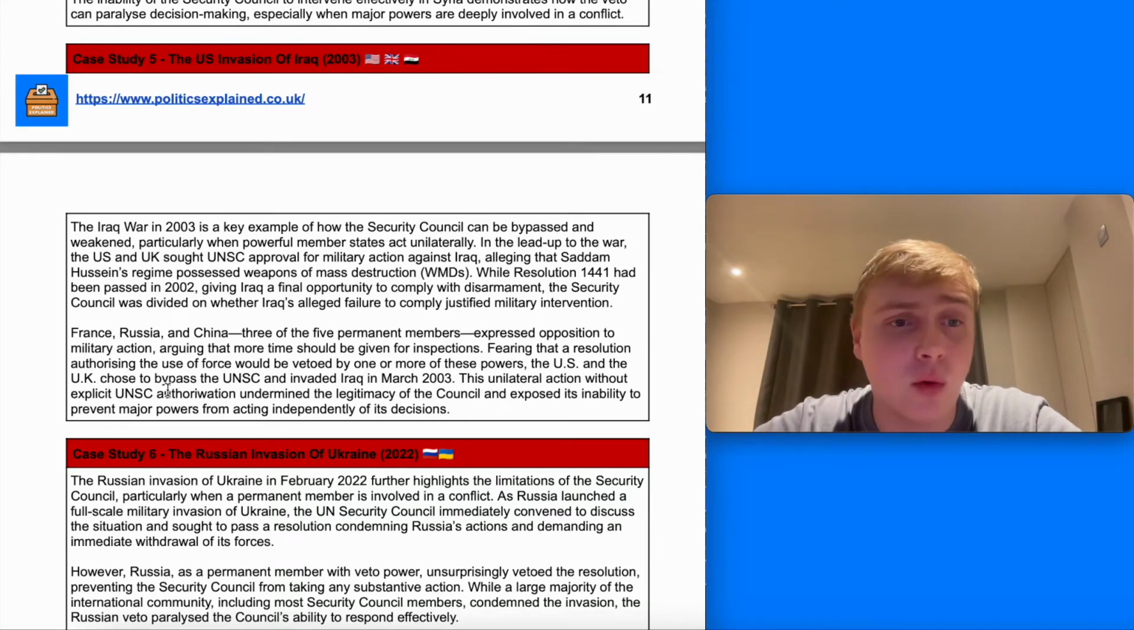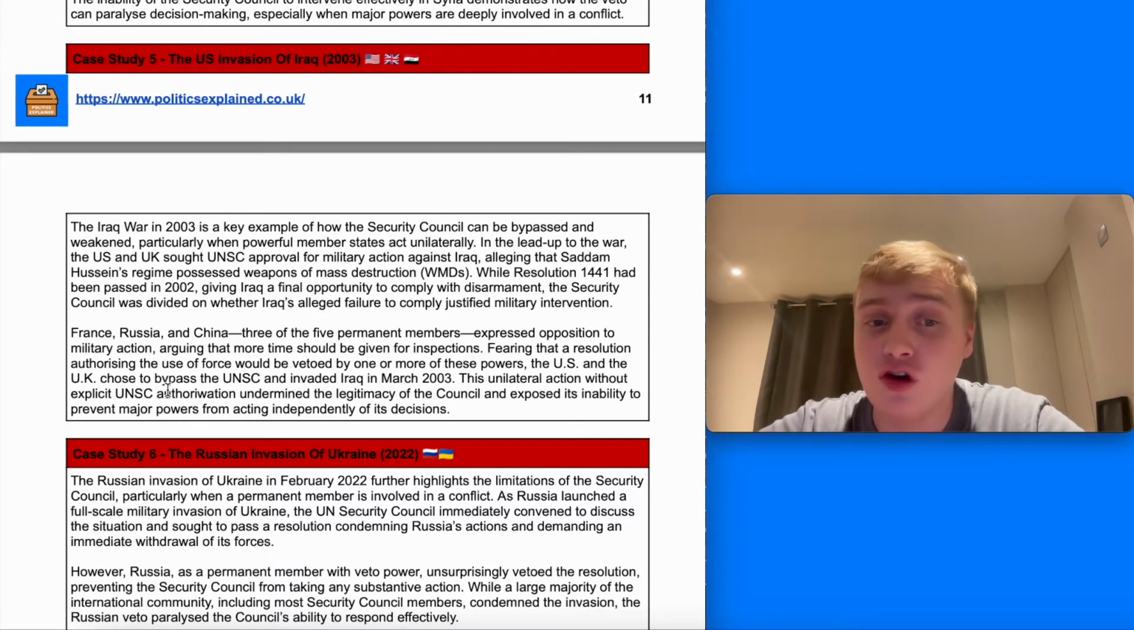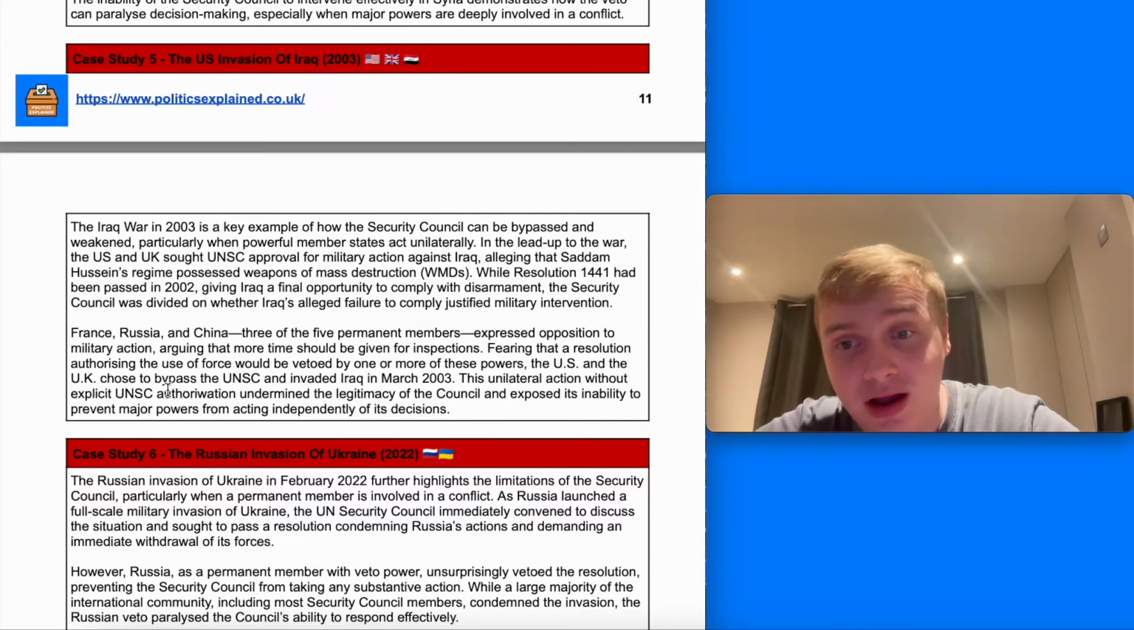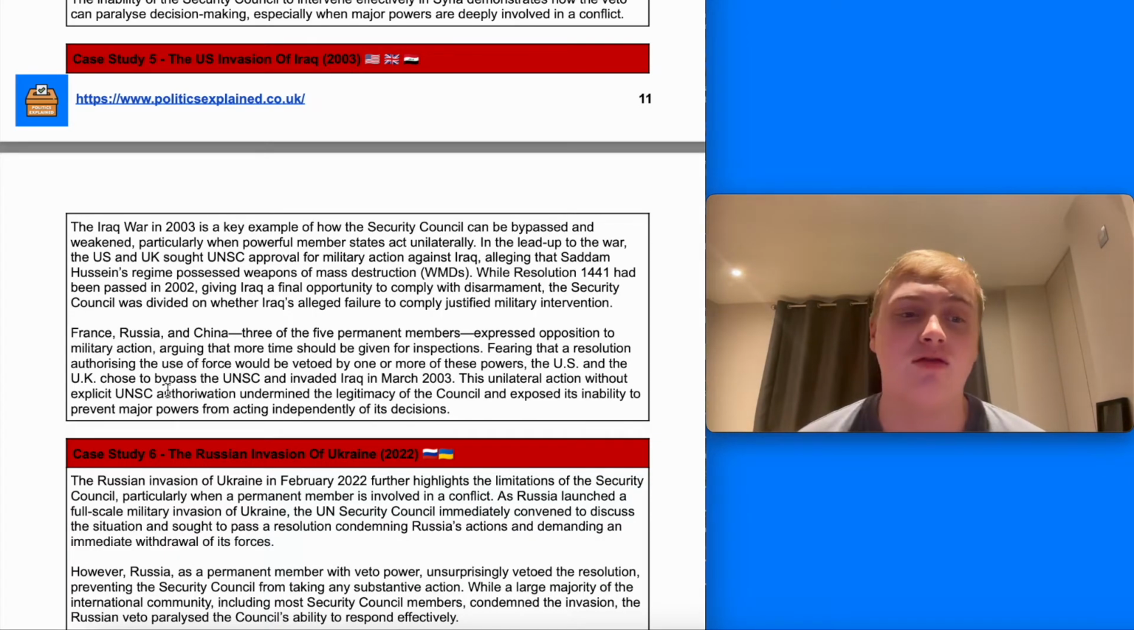So in the Iraq War in 2003, the United States effectively bypassed the UN Security Council as it knew what it was doing was against international law and decided to simply do it anyway, despite the fact that France, Russia and China, three of the P5 members, had expressed opposition to military action, arguing that time should be given for inspections. Because the US and UK had a veto, they simply went ahead with it anyway, showing the limitations that the UN has in limiting its most powerful members.